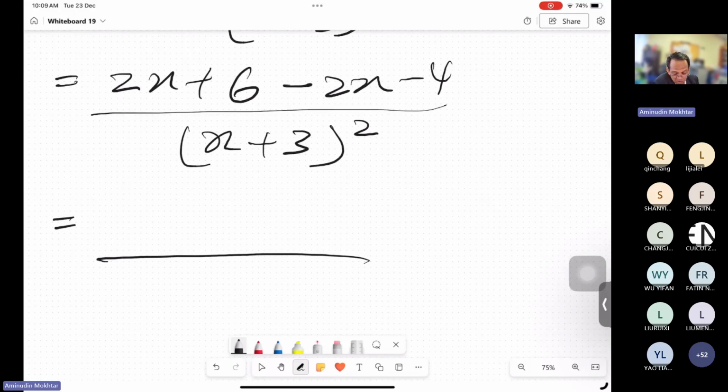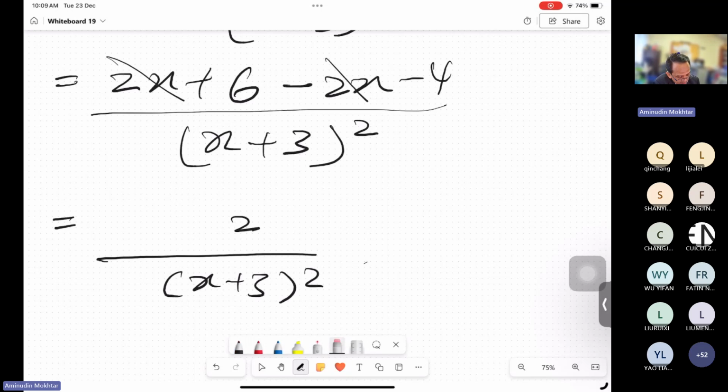2x minus 2x is 0, and 6 minus 4 is 2. So the answer is 2 divided by (x plus 3) to the power of 2. That is the answer by using the quotient rule for the derivative.